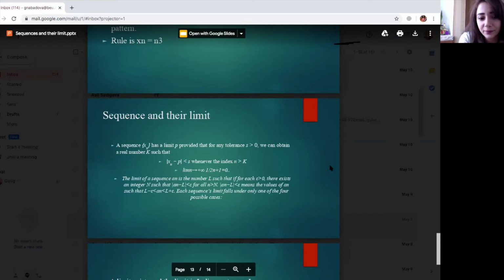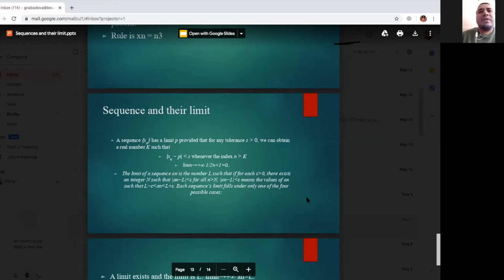The limit of a sequence a_n is the number L such that for each epsilon greater than 0, there exists an integer N such that |a_n minus L| is less than epsilon for all n greater than N. That means the values of a_n satisfy L minus epsilon less than a_n less than L plus epsilon.